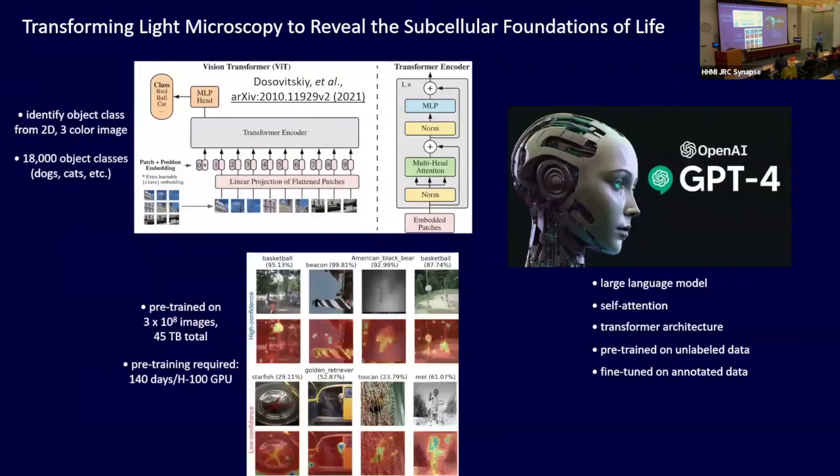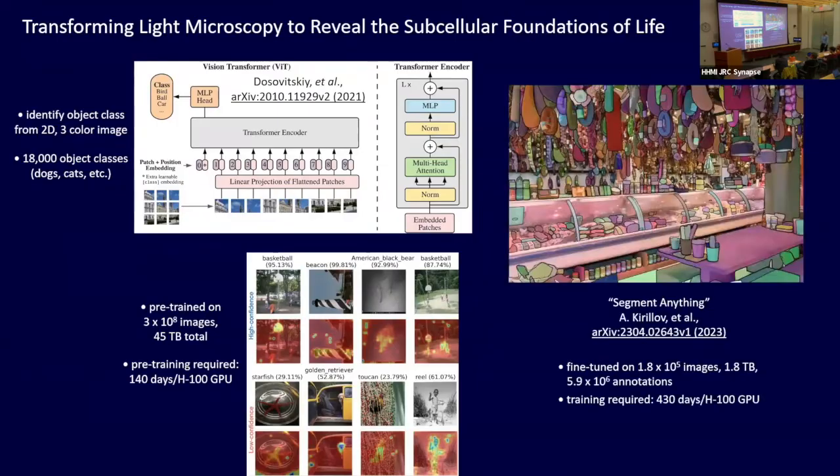This is the transformer architecture. It was used first by Google to create a means of classifying 2D images, scraping 45 terabytes off the web, 300 million images, pre-trained in 140 days on 100 equivalent H100 GPU hours. Meta then took the Google ViT and fine-tuned it for the task of segmentation inside of images, in this beautiful example that you can see here.